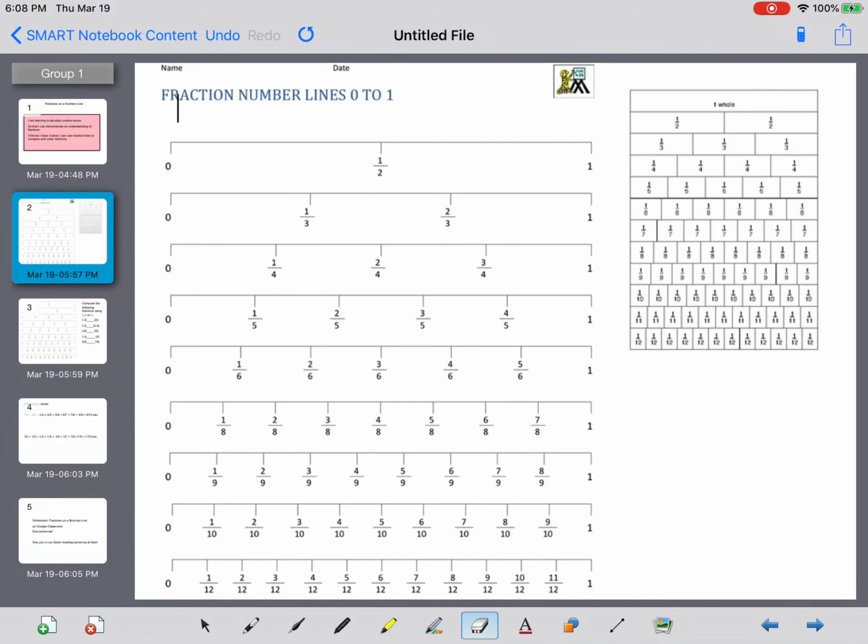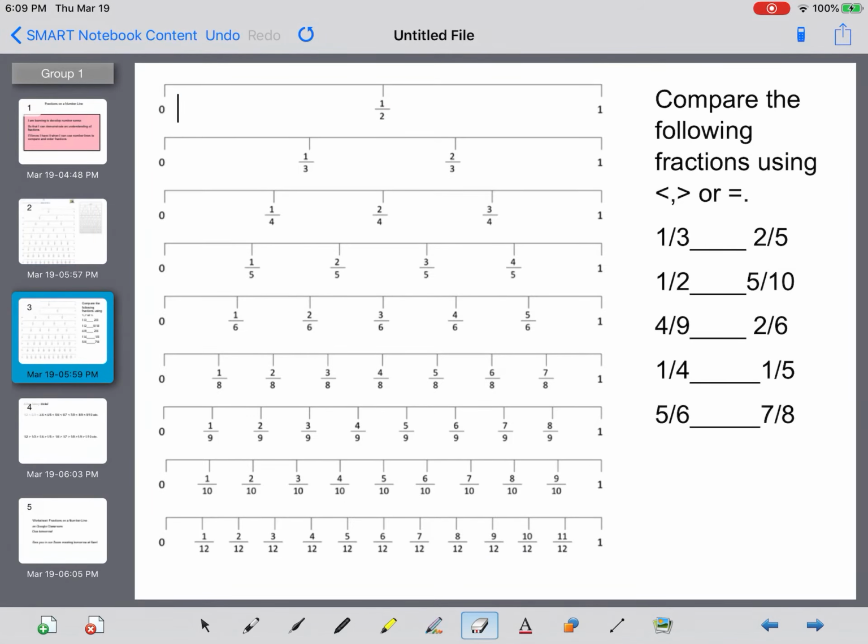On the left hand side you're going to see several number lines, starting with a half all the way down to a 12th, and you might notice that this looks very similar to your fraction strips, which you've seen previously in lessons. And you can even use your fraction strips instead of a fraction line if you prefer. Okay, so today we're going to be comparing the following fractions using less than, greater than, or equal to, and we're going to figure out the answer based off of the number lines.